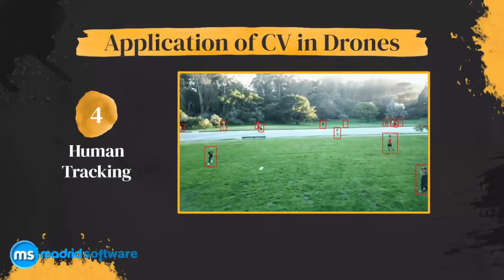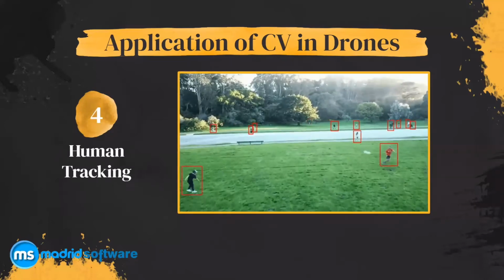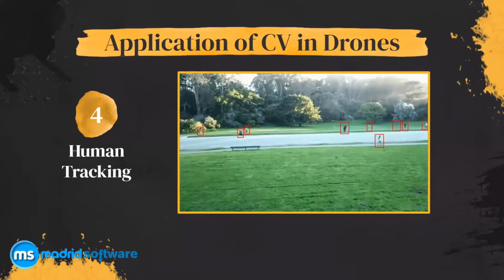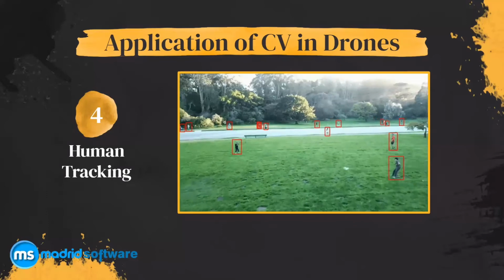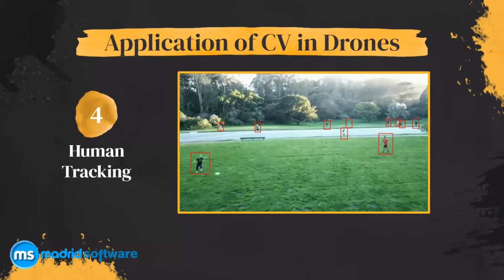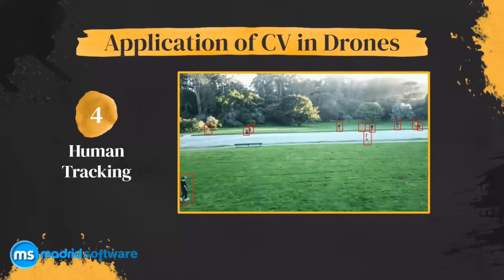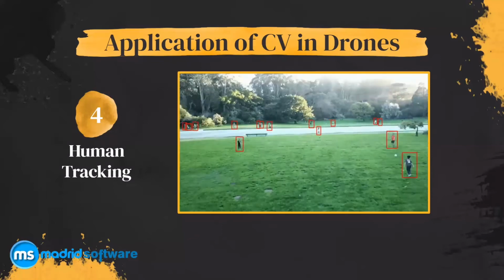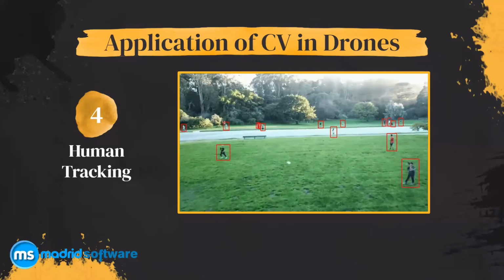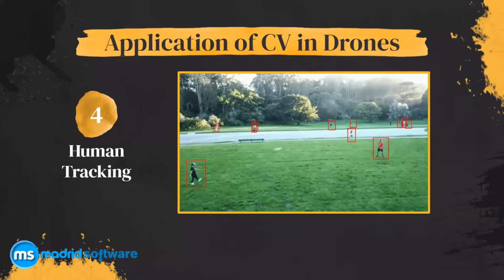Let's move on to the fourth application, which is human tracking. As you can see in the image, the humans are there on the ground, and the machine is able to detect the movement of each and every human there. This is what the military drones are capable of doing. They are able to even track the movement of humans.